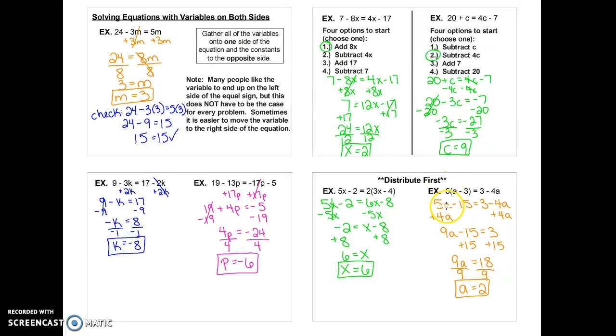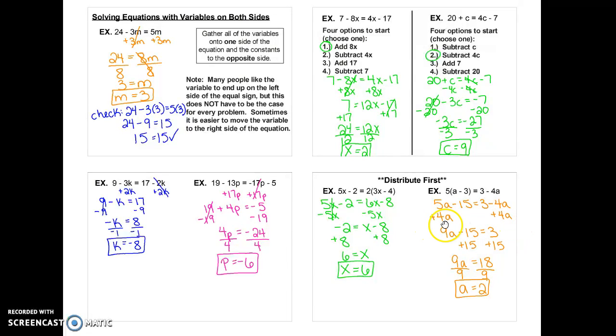5 times a is 5a. 5 times negative 3 is a negative 15. Equals 3 minus 4a just gets carried down from the initial problem. Okay, now I'm right back to what we're used to. I need to make sure that all of my variables are on the same side and my constants are on the other. So in this case, I'm choosing to move this negative 4a to my left-hand side, which means I need to be adding it.